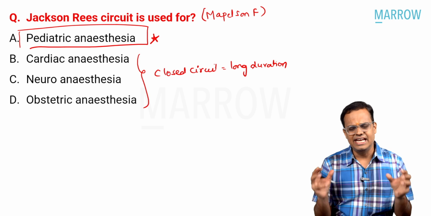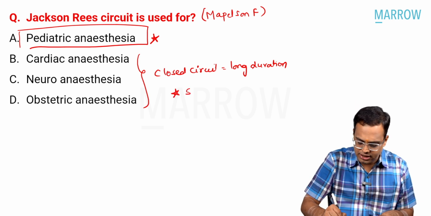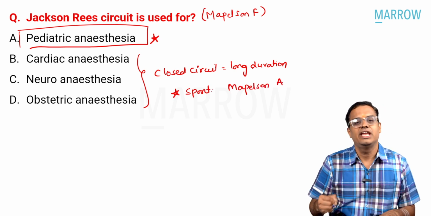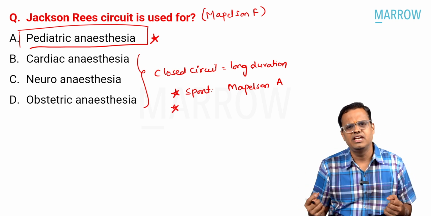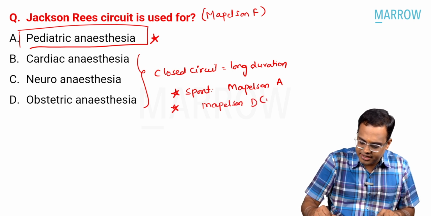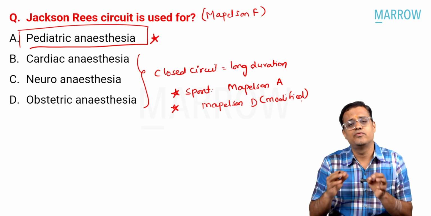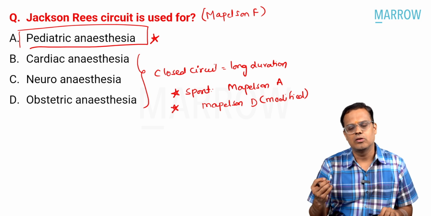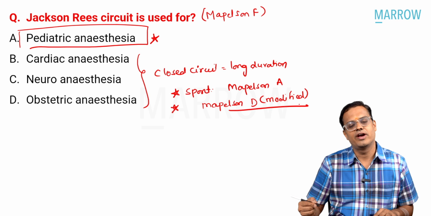There is nothing like any surgery we have to use this circuit only. Only one indication: if the patient is spontaneously breathing, then I will consider Mapleson A circuit. This is not very commonly available. If I want to use it outside the hospital or in a very limited resource setting, then I will consider modified Mapleson D. I say modified specifically because this is called Bain's circuit, which is commonly available in any hospital. If you are an intern, you go to your casualty, you can find this modified Mapleson D circuit.